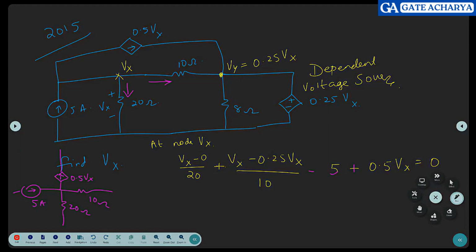One variable, one equation, you can get the answer. How to write KCL? What is Vx?